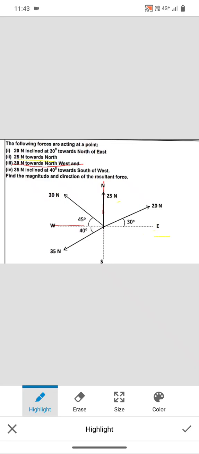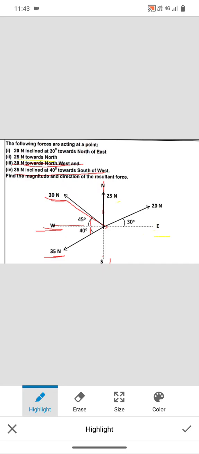30 Newton is the magnitude of this force, and the angle is not shown here, therefore it goes from the center origin. The angle is 45 degrees from the negative horizontal axis. Then the fourth is 35 Newton inclined at 40 degrees towards south of west. This is south and this is west. The angle is 40 degrees south of west, that means 40 degrees from the negative horizontal axis, and its magnitude is 35 Newton.